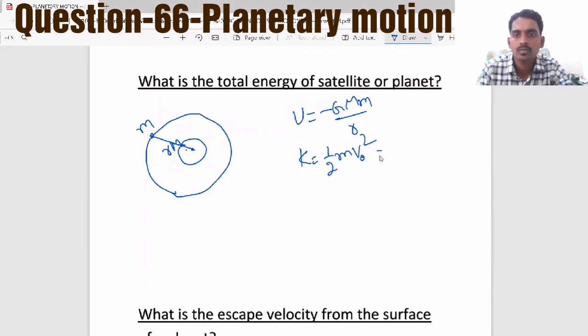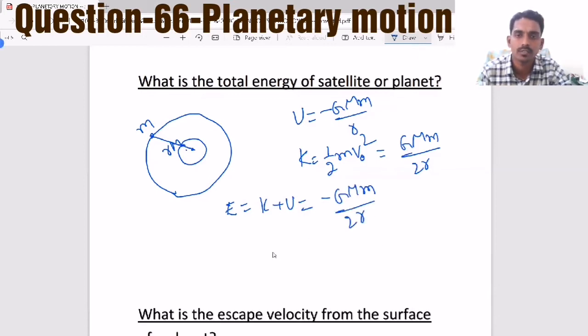So half m v naught square, if you substitute the value, is GMm by 2r. Then the total energy will become K plus U, that is if you add both of them, minus GMm by 2r.